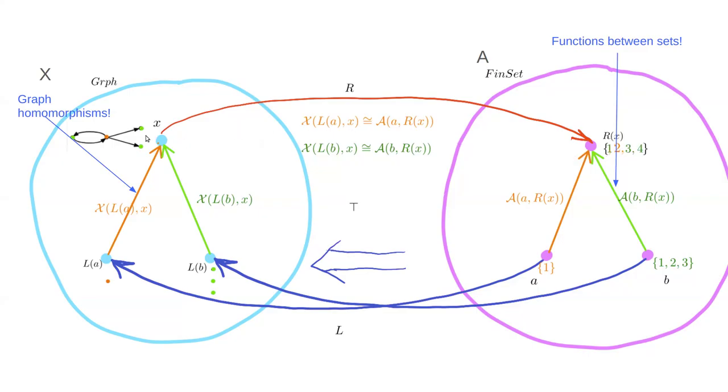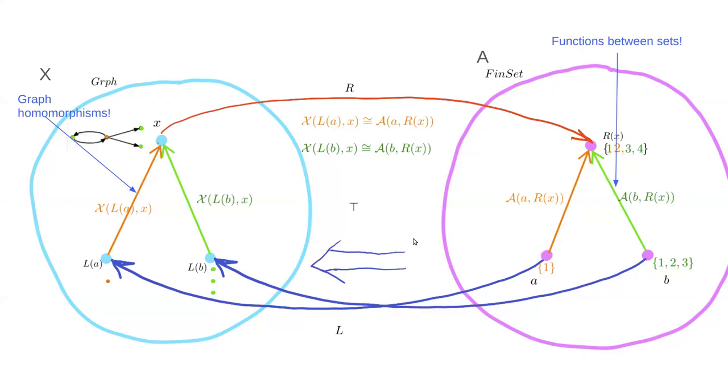So when we hit this graph with this functor, it maps it to a set, which is just a set of vertices. Are we okay with that? Okay. And so that's what the right functor is going to do here. It's a forgetful functor, okay?